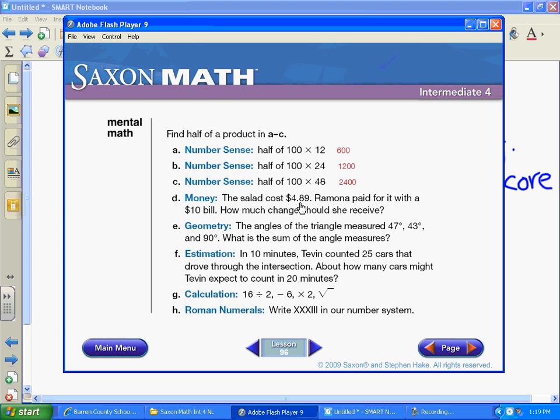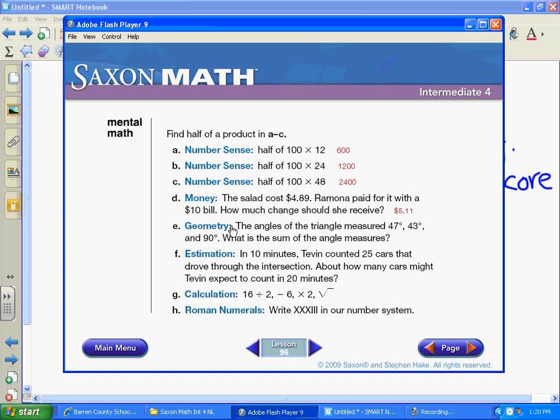Our method for this is to count up, okay? So from $4.89 up to the next dollar level, up to $5 would be how many cents? Be 11 cents, right? And then from $5 to $10 is $5. Put it all together and you've got $5.11.